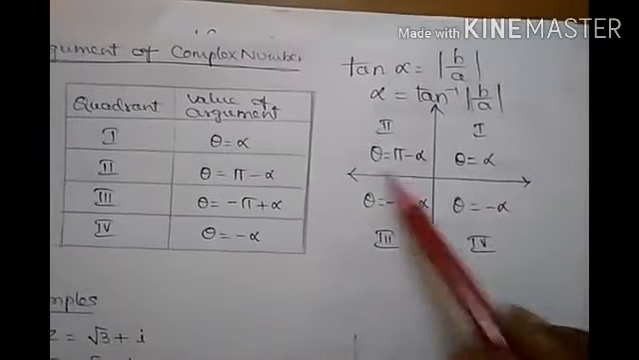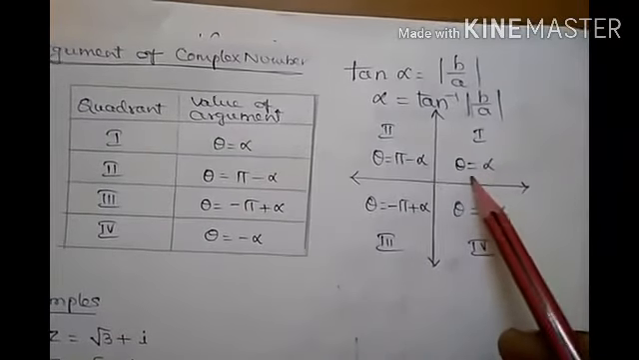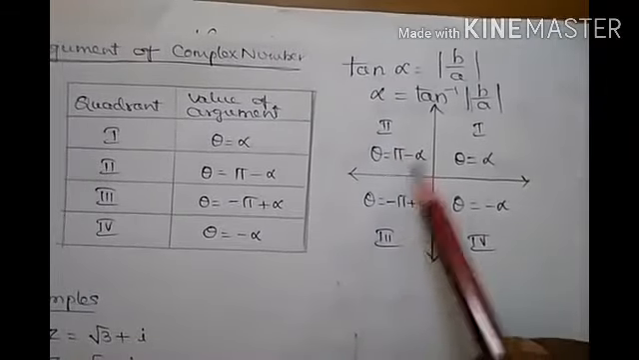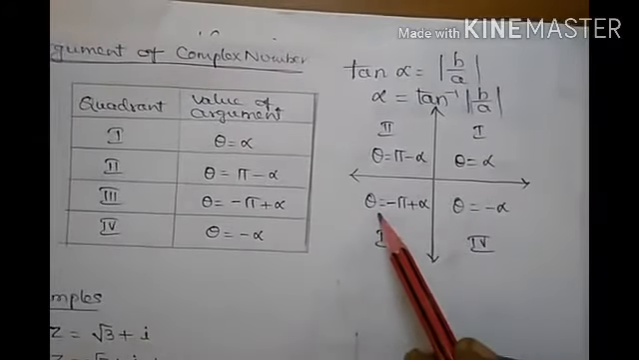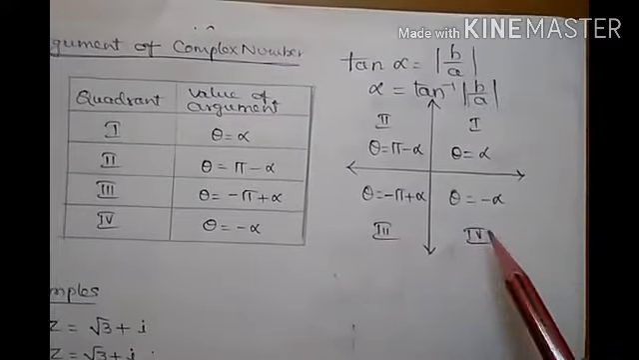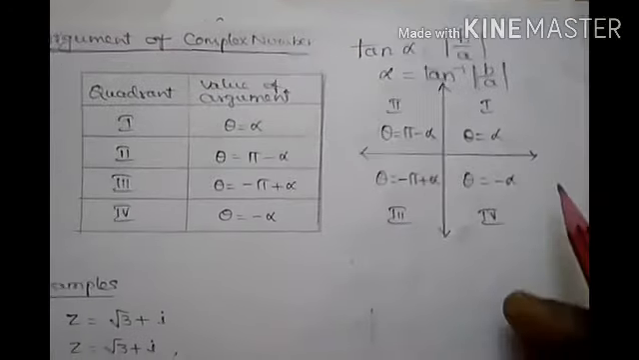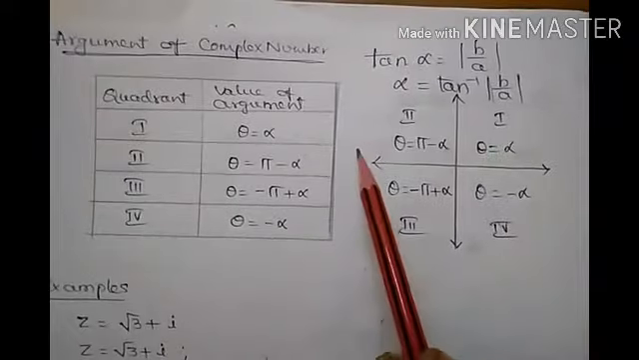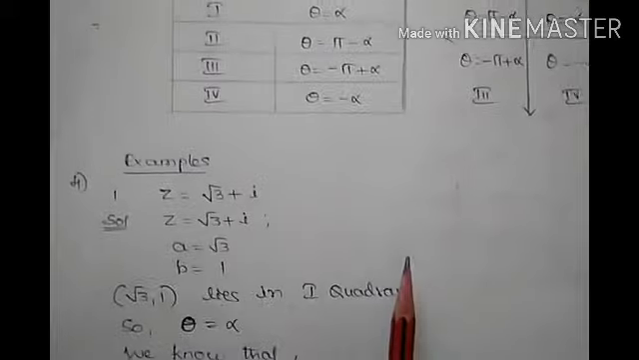Let us see this diagram. If the complex number is in the first quadrant, then theta equal to alpha. If in the second quadrant, then theta equal to pi minus alpha. If in the third quadrant, then theta equal to minus pi plus alpha. And if in the fourth quadrant, then theta equal to minus alpha. Simply remember this table and the formula of alpha to find the argument of any complex number. Let us see some examples.